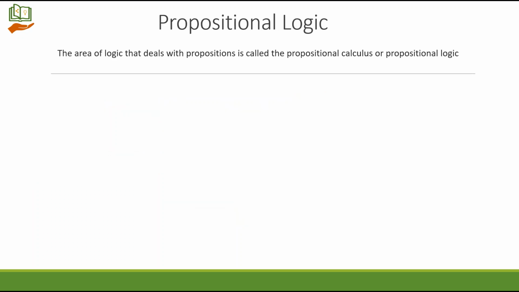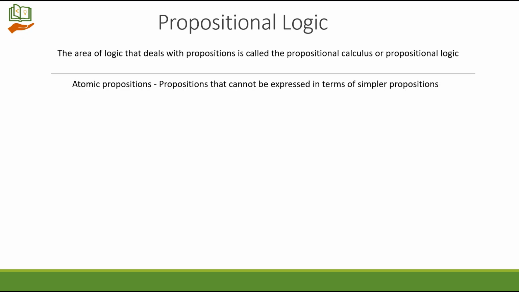Now we will get into the title of the video. The area of logic that deals with propositions is called propositional logic or propositional calculus. Both mean the same. There are 2 kinds of propositions possible. You can take it as a single statement proposition and a multiple statement proposition. For example, when I say 1 plus 1 is equal to 2, it is just an atomic proposition. It means you cannot express it in terms of simpler propositions.